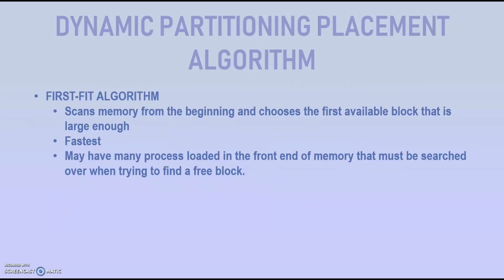The next would be the first fit algorithm. The first fit algorithm scans memory from the beginning and chooses the first available block that is large enough. It's the fastest in processing because the processor allocates the nearest available memory partition to its job. It's very fast in execution. However, this may result in many processes loaded in the front end of the memory that must be searched over when trying to find a free block.